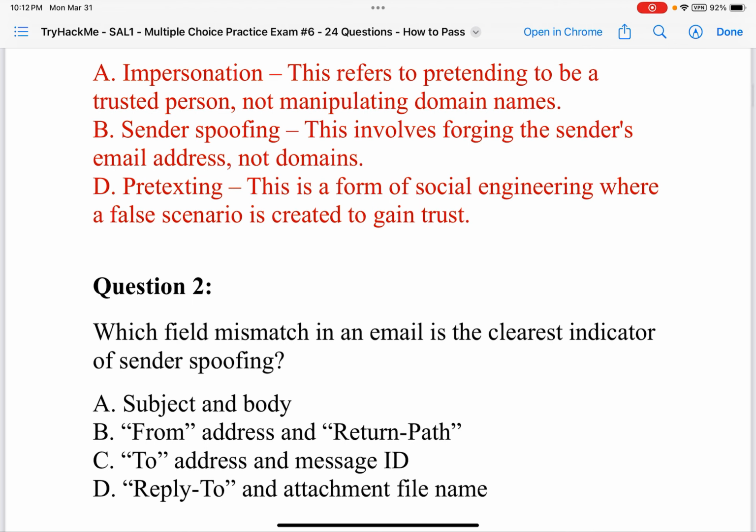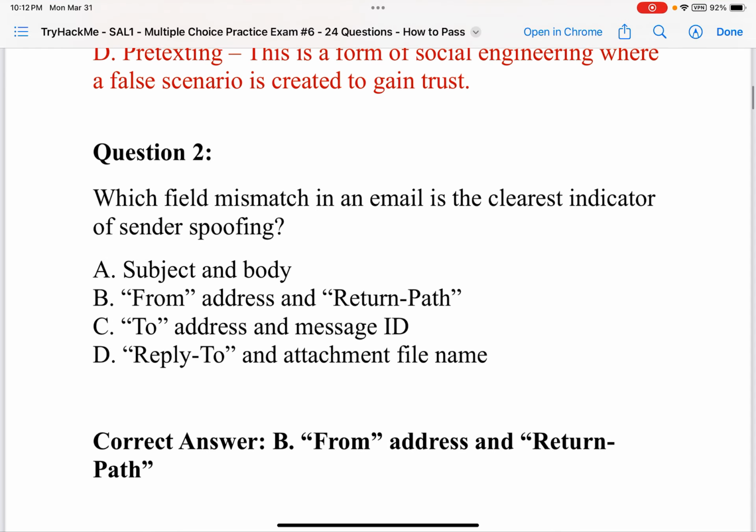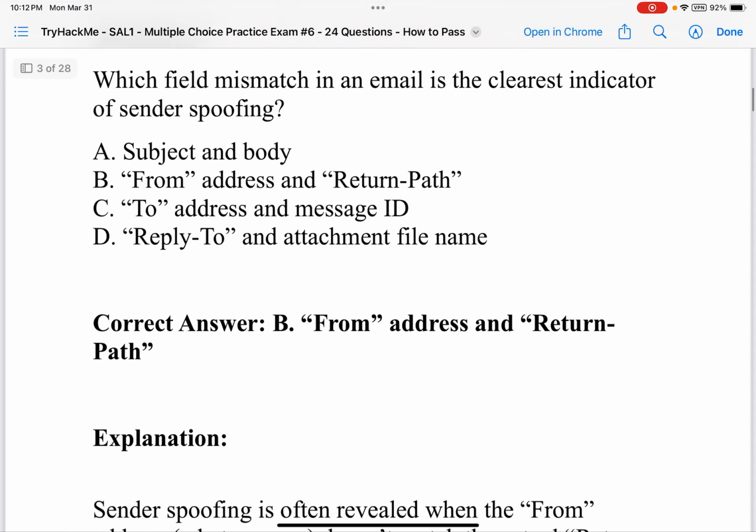Question number 2. Which field mismatch in an email is the clearest indicator of sender spoofing? A. Subject and body. B. From address and return path. C. To address and message ID. Or D. Reply to and attachment file name. The correct answer is B. From address and return path.